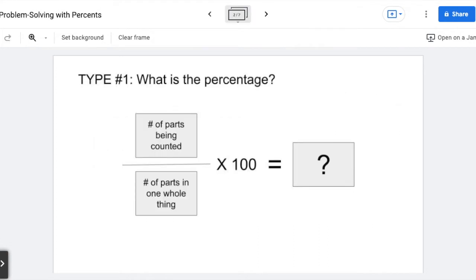Today, we're looking at word problems involving percent. And you're going to see three different types of problems. The first is what is the percentage? That's where you're given the number of parts in one whole thing, the number of parts being counted, and you simply have to take that fraction and turn it into a percent. Let's look at an example.